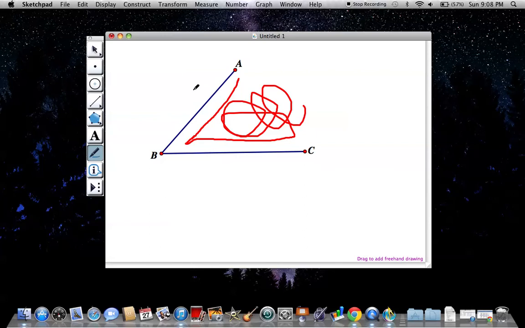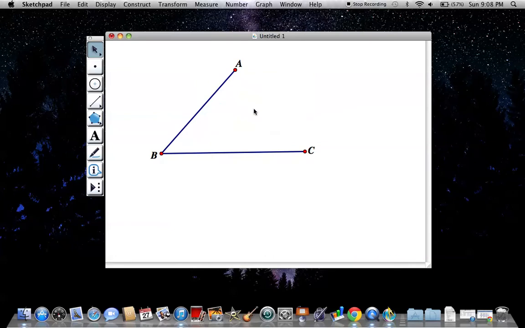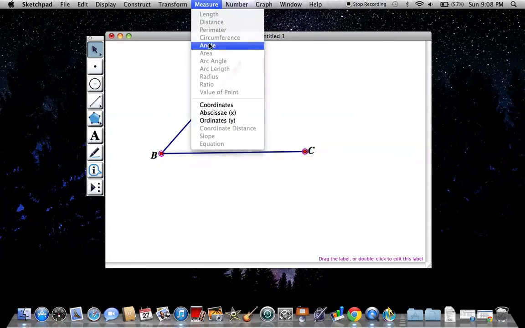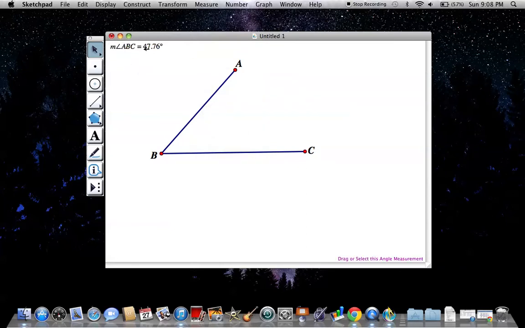Now, an angle is measured in degrees, and a degree is 1/360th of a circle. So there are 360 degrees in a circle, and we use those to also measure angles. If I measure this angle, the measure of angle ABC would be 47.76 degrees.